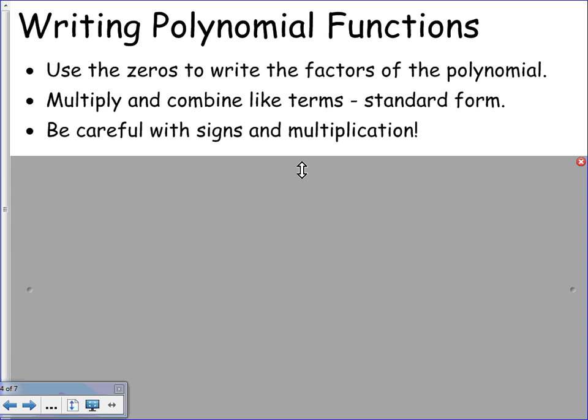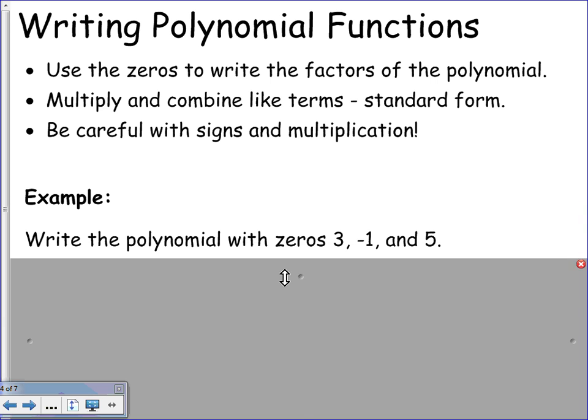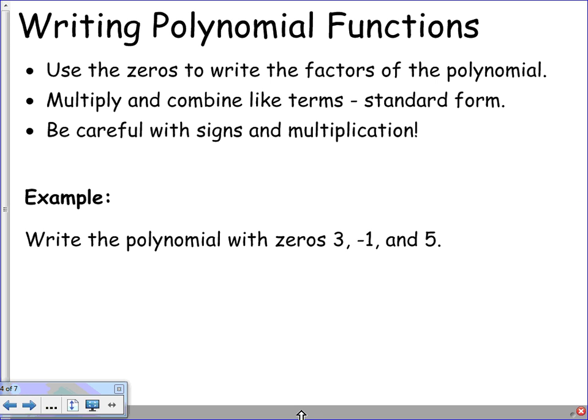Okay? Those are small little traps that people will fall into, and you just have to be really careful that when you're distributing, you're multiplying, not adding. You do add the exponents, right? I think that might be where some stuff gets muddled. If you're taking x cubed times x squared, it's x to the 5th. So just be really, really careful with signs and multiplication. Okay. So here's an example to start with. We're going to write the polynomial that has the zeros 3, -1, and 5.